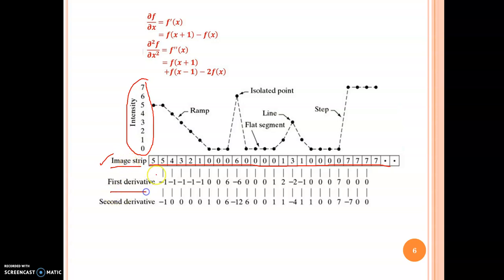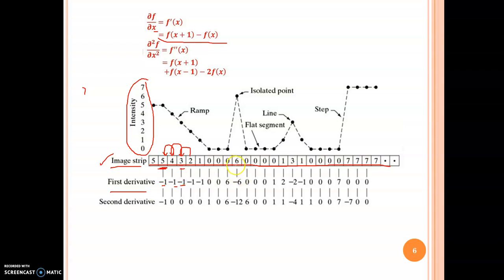Now in order to find out the first order derivative at a point, the expression for the first order derivative at point x is f(x+1) minus f(x). So f(x+1) is 4, minus 5, so 4 minus 5 is minus 1. Similarly at the next point it will be 3 minus 4, which is again minus 1. Similarly at this point it will be 2 minus 3, which is minus 1.